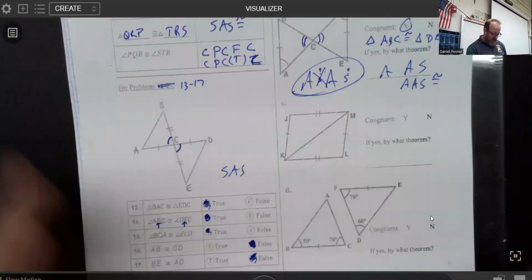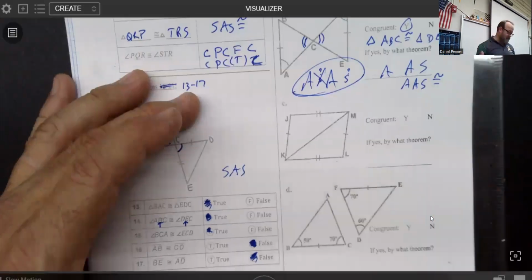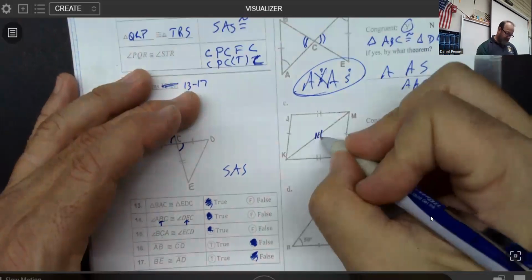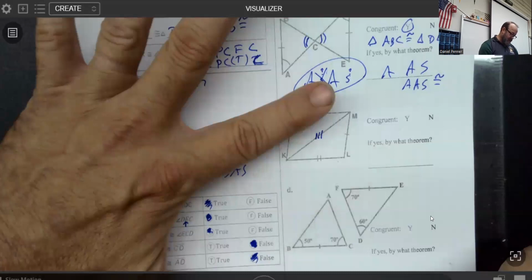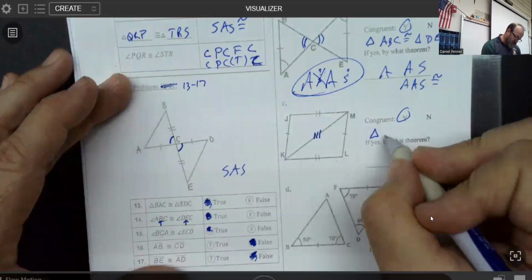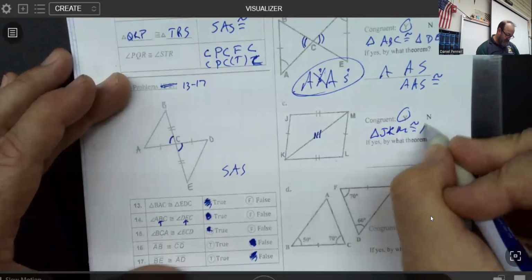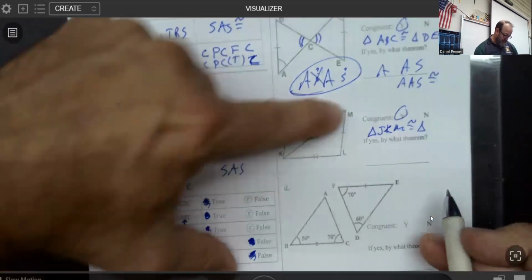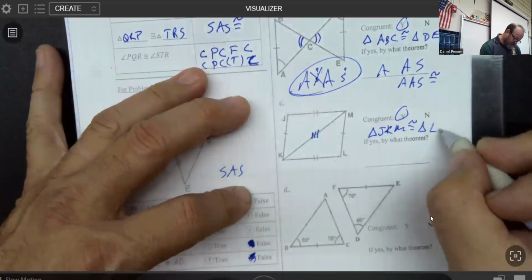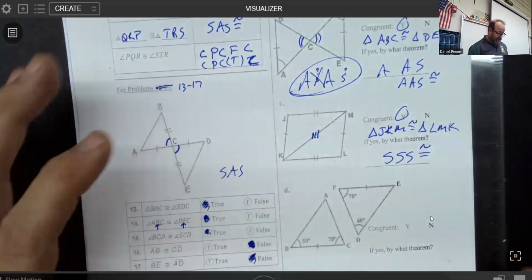Okay, next one on this one is the shared side. Please do not neglect the shared side every single time. So if this is the same as itself, I've got three sides on the top, three sides on the bottom, absolutely congruent. So I could say that triangle JKM is the same as triangle, see, if I said JKM, JKM would be LMK, by side, side, side congruence.